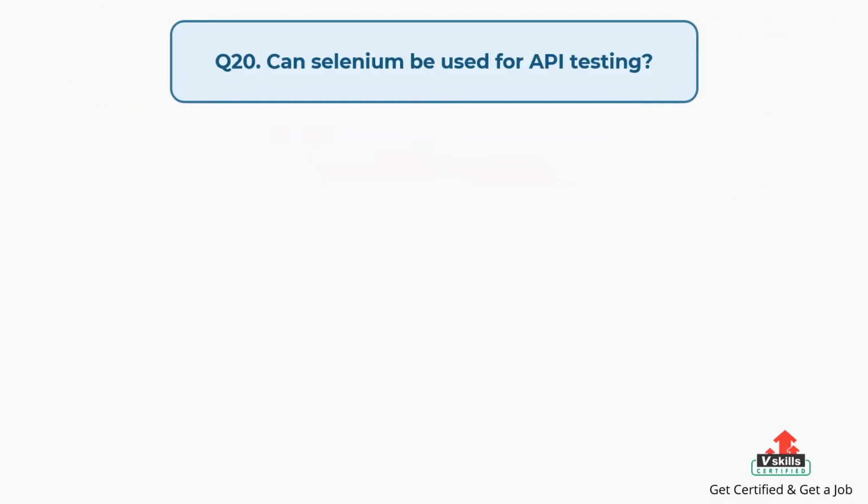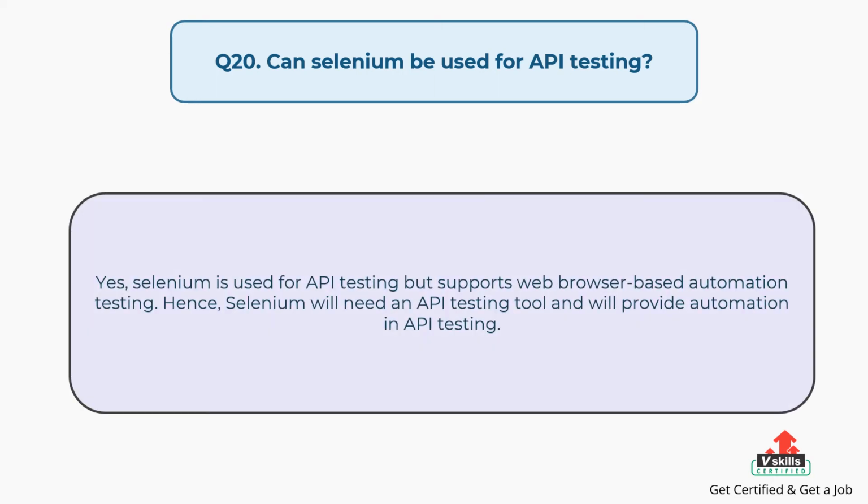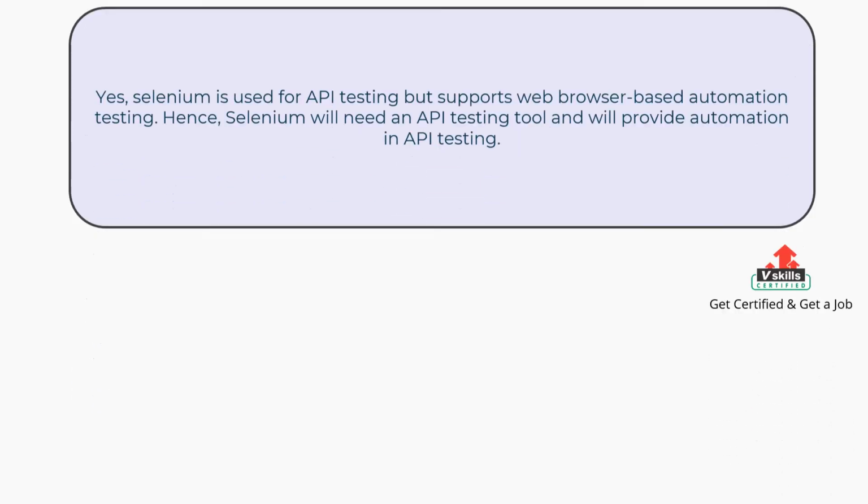Question number 20. Can Selenium be used for API testing? The answer is: yes, Selenium is used for API testing but supports web browser-based automation testing. Hence, Selenium will need an API testing tool and will provide automation in API testing.